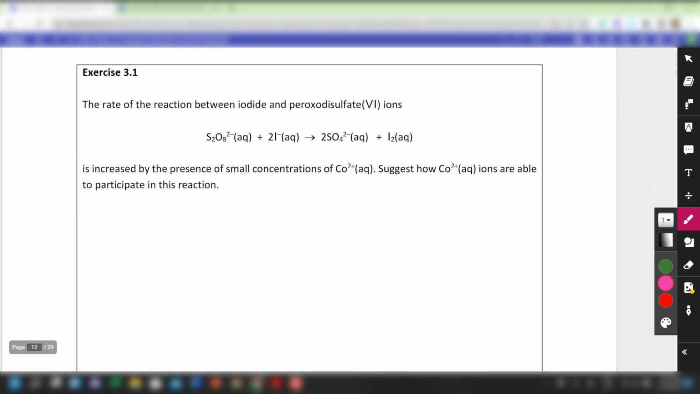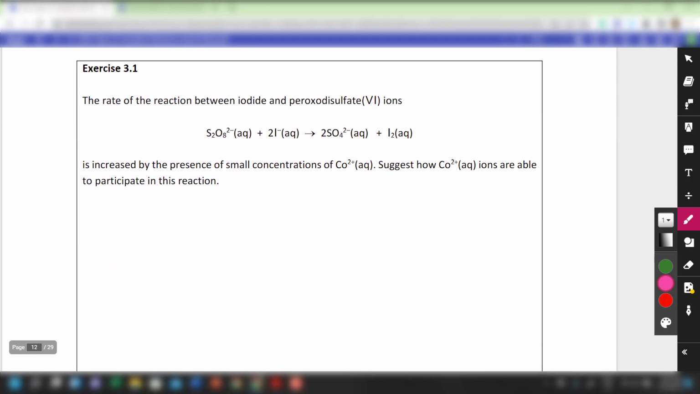Then for section 3, we are going to look at exercise 3.1. Over here, the rate of the reaction between iodide and peroxodisulfate is given below. So again, we are looking at peroxodisulfate and iodide. It is increased by the presence of a small concentration of cobalt 2+. Suggest how cobalt 2 ions are able to participate in this reaction. So this is quite interesting.